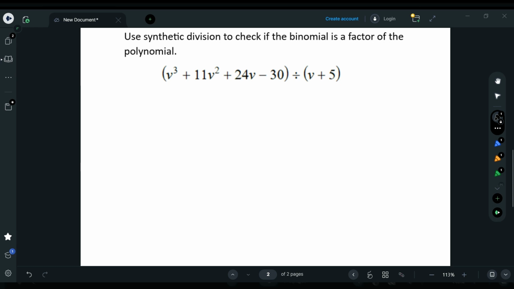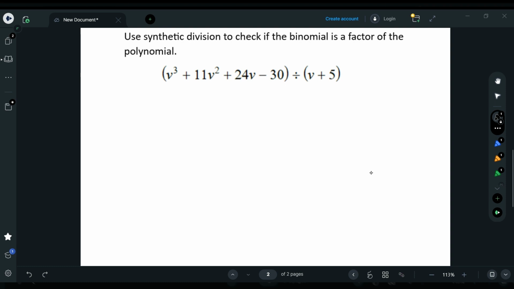Use synthetic division to check if the binomial is a factor of the polynomial. Okay, so we want to figure out if this binomial is a factor of this polynomial, and it's telling us to use synthetic division to check. So we know how to do synthetic division, but how are we going to figure out if it's a factor or not? Well, look, before we do it with the polynomials, let's just look at an example with numbers.